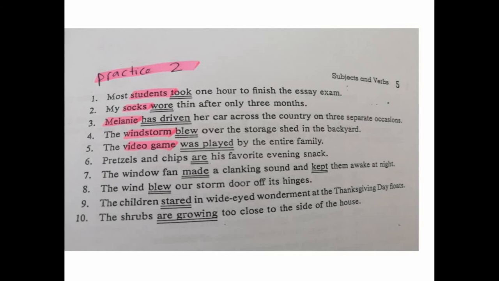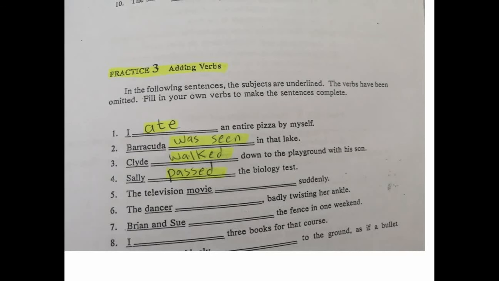Okay, let's move to practice 3 that says in the following sentences the subjects are underlined, the verbs have been omitted. Fill in your own verbs to make the sentences complete. Sentence 1. I ate an entire pizza by myself. So I ate. I can't think of any other verb to fit the sentence here, because once you see the pizza you just move on eating.